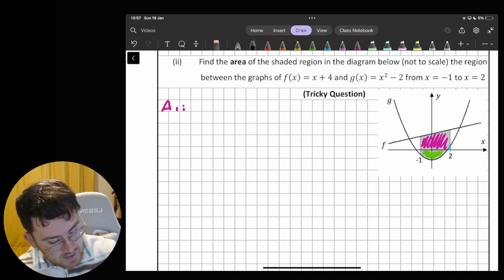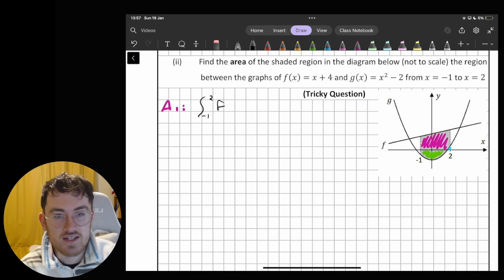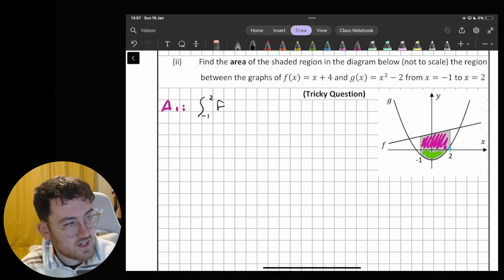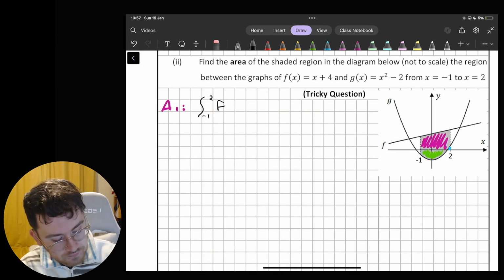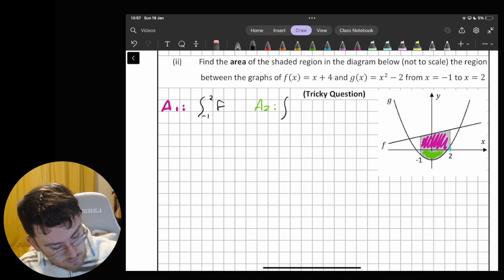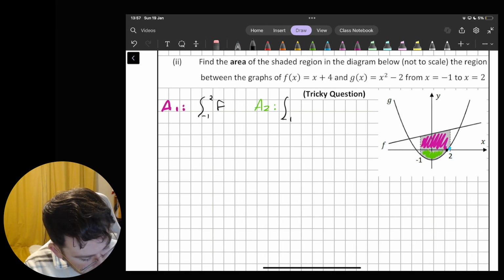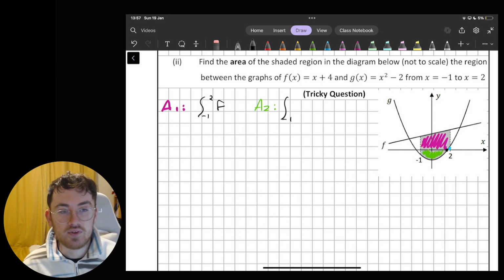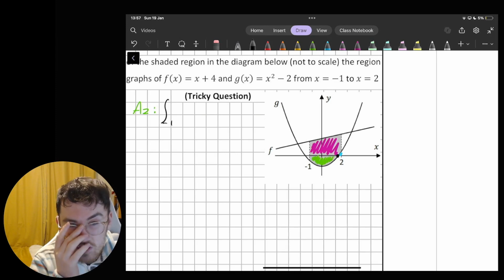Area 1 is going to be the integral under f from minus 1 to 2. Kind of straightforward enough. It's going to give me that entire area there that I need, and that's going to include the little blue part. Area 2 is the area from the other function g from minus 1 to, technically, looking at it here, up to this root point here. I've marked that in. We can see that it doesn't actually go as far as 2. It actually cuts at its root there.